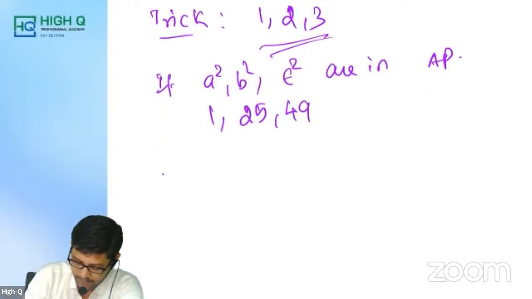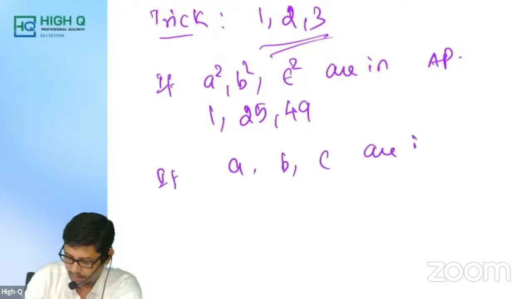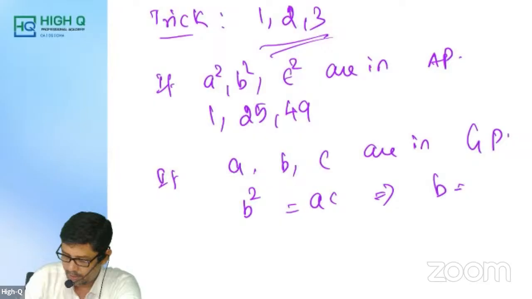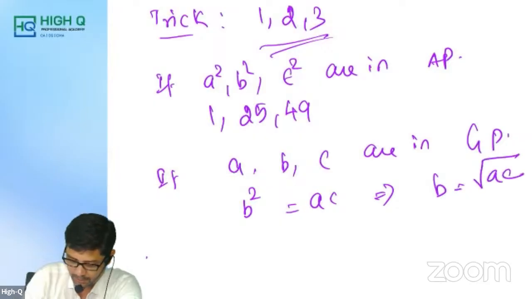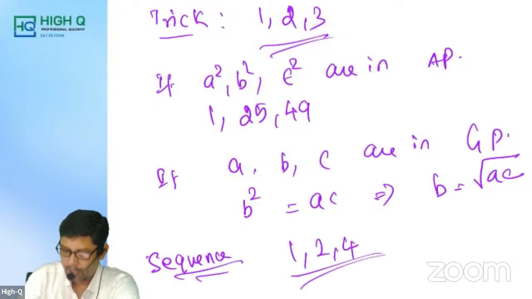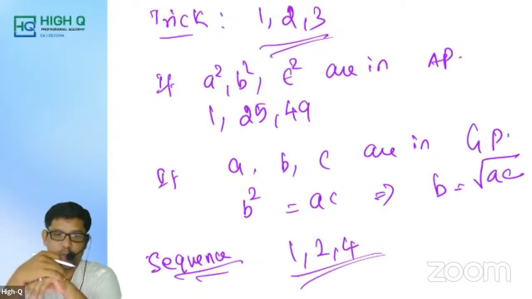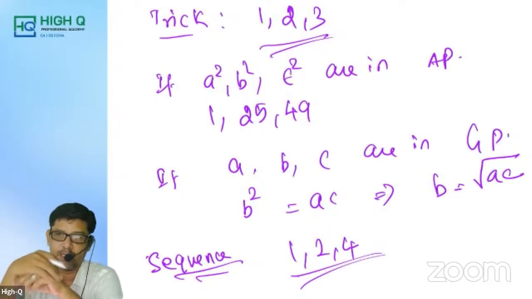Next, if A, B, C are in GP, as per the condition, what is B square equal to? AC, or the middle term is equal to root AC. But what sequence do we have to take, my dear? Shortcut sequence 1, 2, 4. Please remember these things before you start preparing sequence. This is what we need to remember.